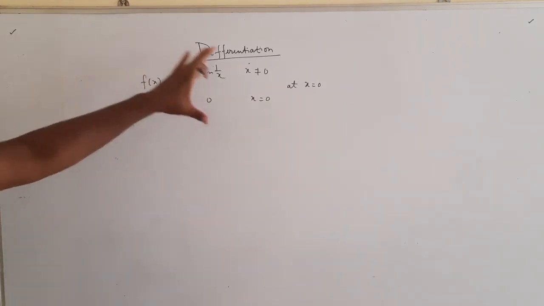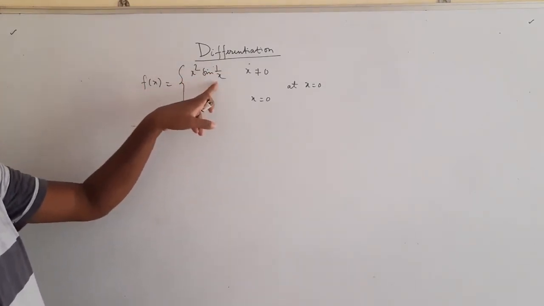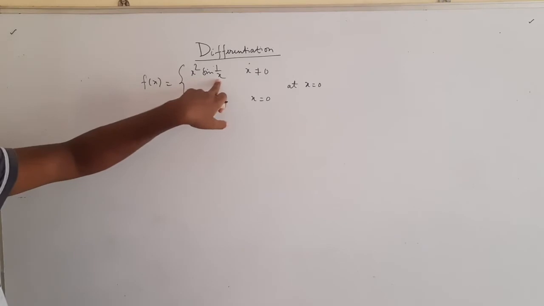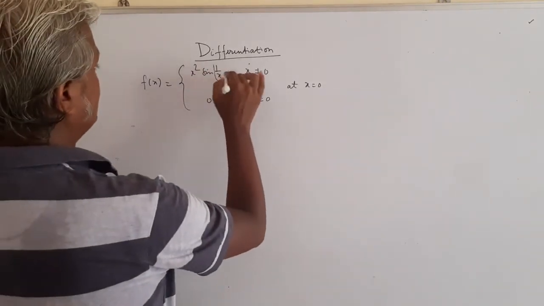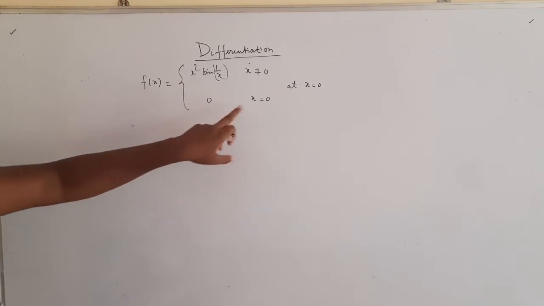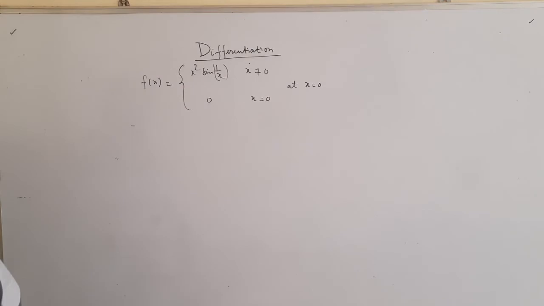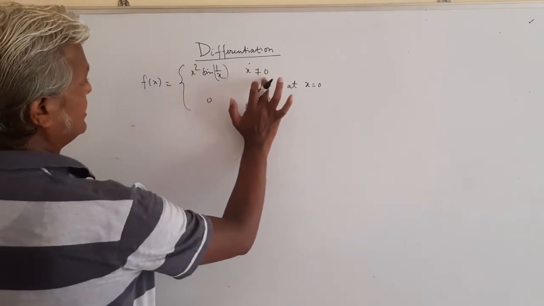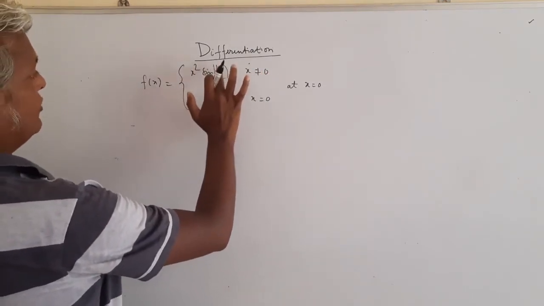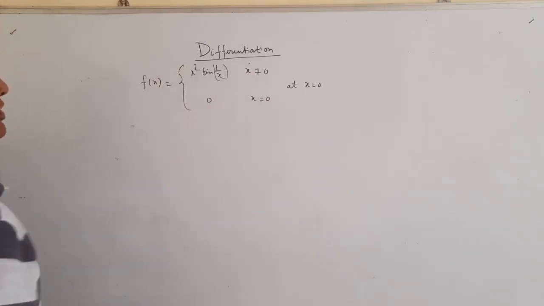Look at this function. This function has been defined as f(x) is x squared sine of 1 over x, where 1 over x is the argument of the sine function, when x is not equal to 0, and the function is 0 if x is 0. So it means the function is defined as x squared sine 1 over x when x is not equal to 0, and when it is at 0, then it is 0. Now we have to check the left hand differentiability first.